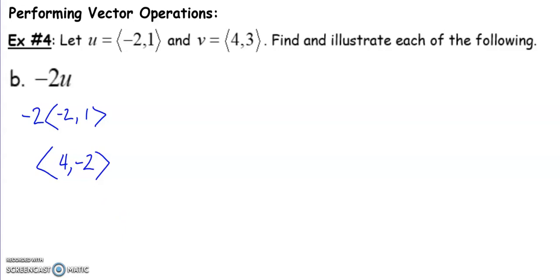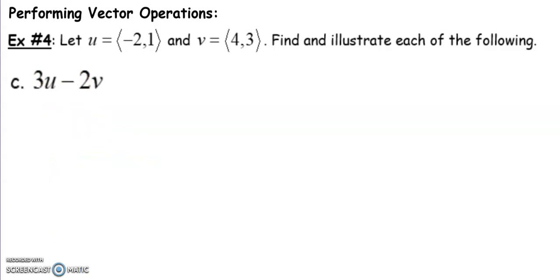Boom. So my ending vector would be 4 to the right, 2 down. Because what we started with was 2 left, 1 up. My initial vector was 2 left, 1 up, and then I just flipped the opposite direction and made it 2 times longer. I knew it was going to be the opposite direction because it was negative, and I made its magnitude 2 times bigger.